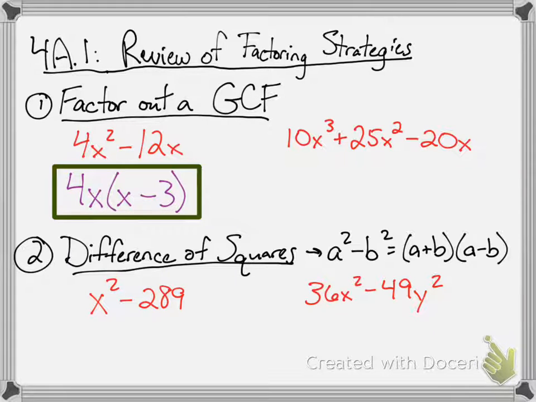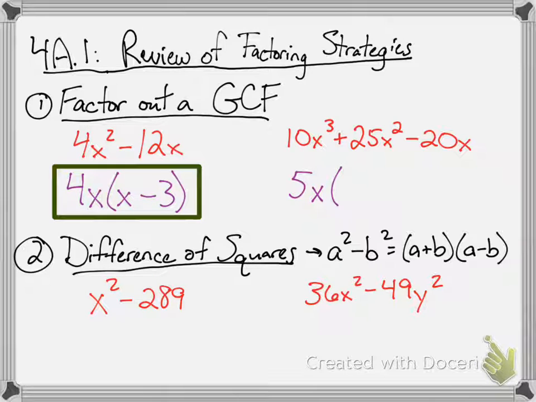GCF can be used for 2 terms, 3 terms, 4 terms, 100 terms. Doesn't really matter. You're always looking for what is in common with all the terms within the expression. So if I look at the second one here, 10x cubed plus 25x squared minus 20x. First thing I'm going to look for is the biggest number I can divide out of all 3 terms. So in this case, the biggest number I can take out is a 5. Variable-wise, I can take an x out of all 3 terms, and then I'll open up a set of parentheses.